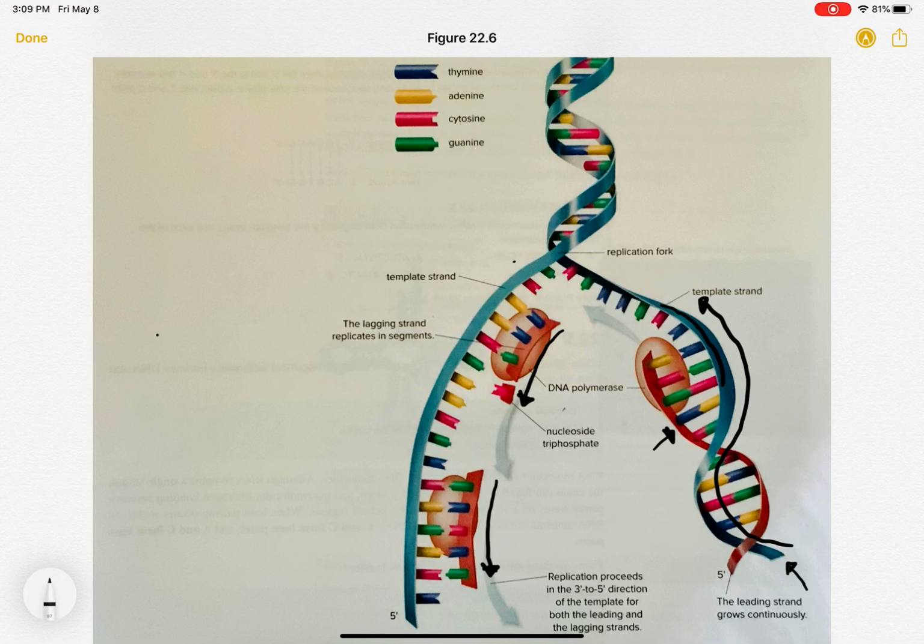But because this other portion is not allowed to be synthesized in this direction, it can't be synthesized consecutively or consistently. So the DNA will open itself up a little bit, and a small fragment will be synthesized, and then it will open itself up a bit more, and another fragment will be synthesized and connected, and that process will carry on. So replicating this side of the DNA is quite a bit more tedious than replicating the other side.